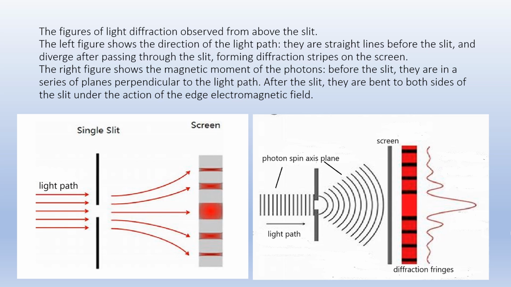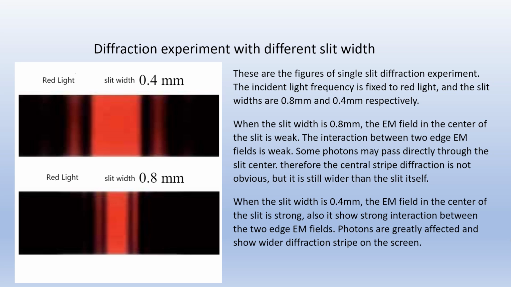The figures of light diffraction observed from above the slit. The left figure shows the direction of the light path. They are straight lines before the slit, and diverge after passing through the slit, forming diffraction stripes on the screen. The right figure shows the magnetic moment of the photons. Before the slit, they are in a series of planes perpendicular to the light path. After the slit, they are bent to both sides of the slit under the action of the edge electromagnetic field. Diffraction experiment with different slit width.